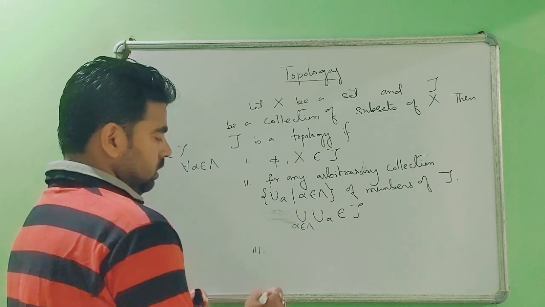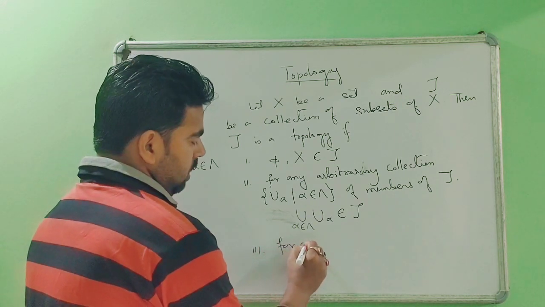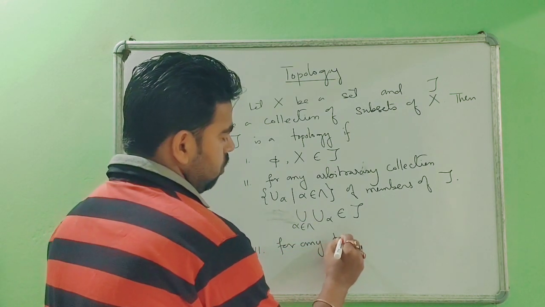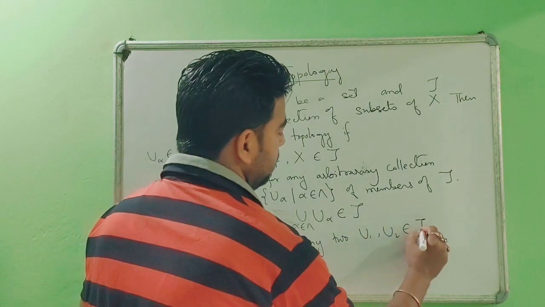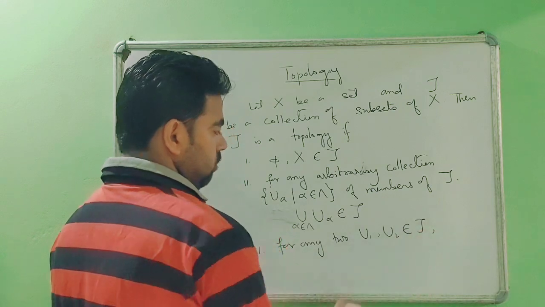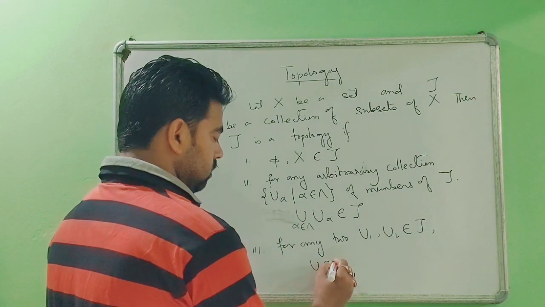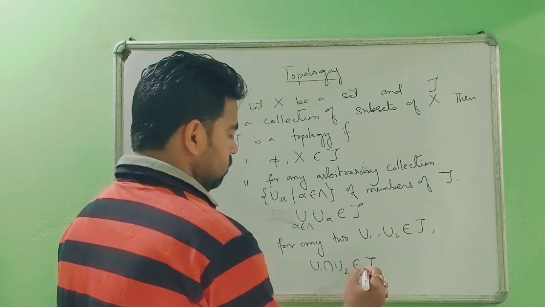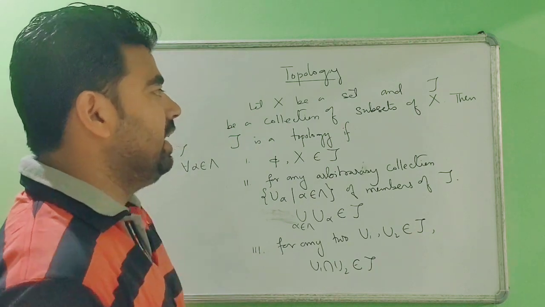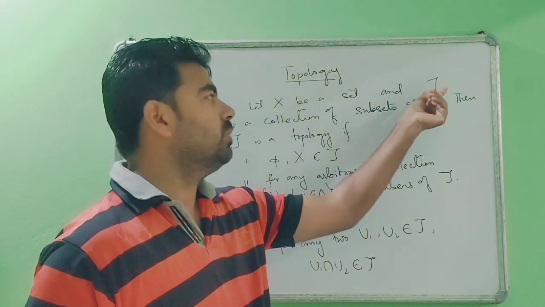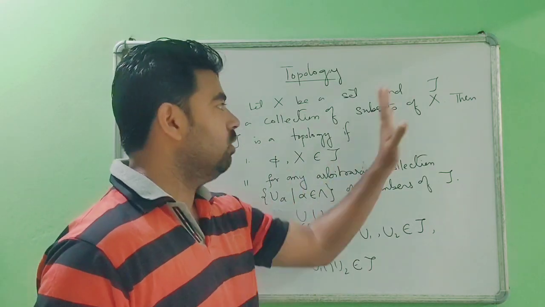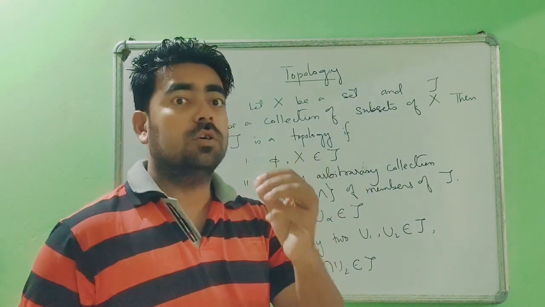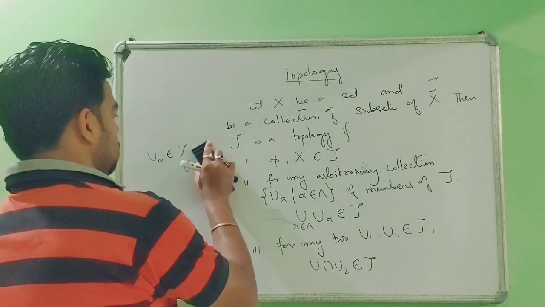And number 3 is for any two u1, u2 belonging to tau, any two members of tau. If you take any two members of tau, then the intersection of these two members belongs to tau. Now if any collection of subsets of X satisfies these three conditions, then tau is said to be a topology.